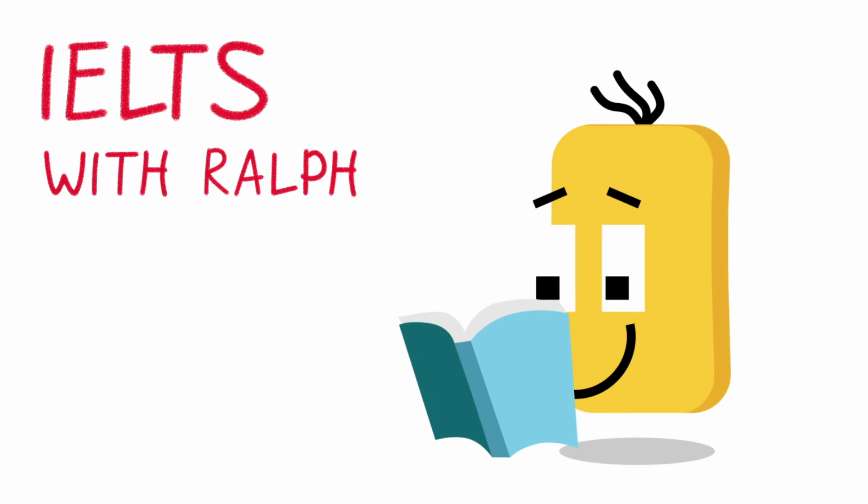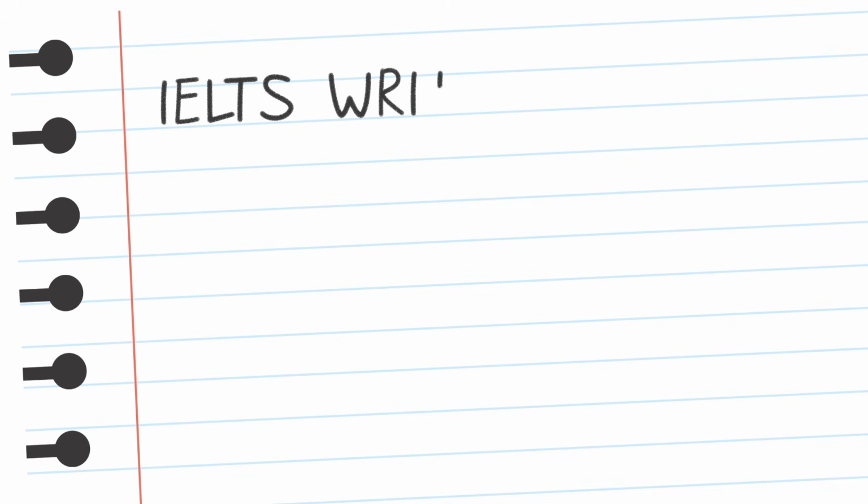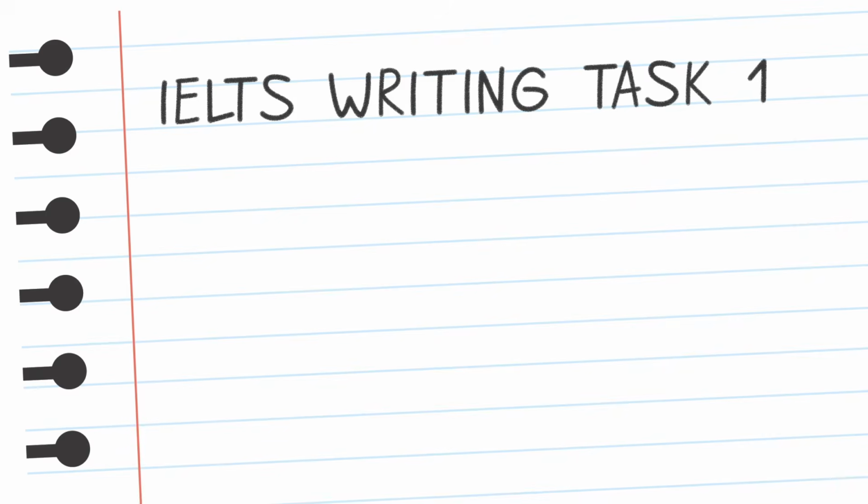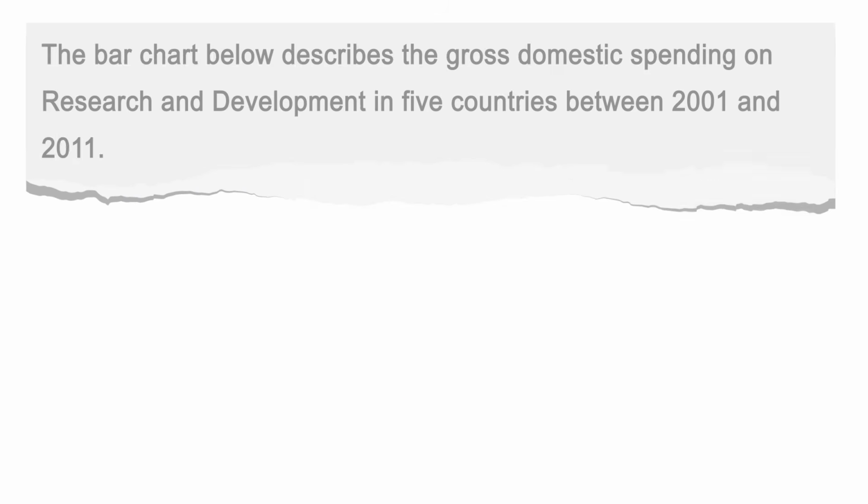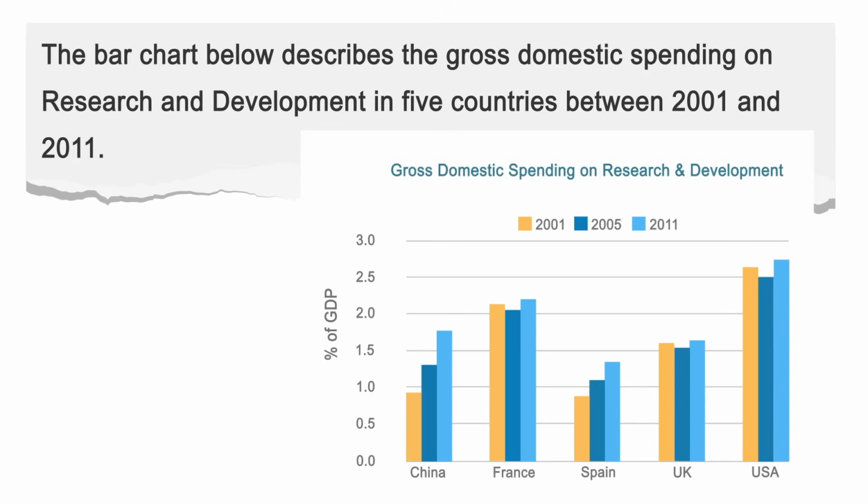And today we're going to cover Task 1 Academic Writing, and today's chart is a bar chart. So first let's take a look at our question. Let's see what the question is about. Let's analyze the chart together and see what we're going to do today. The bar chart below describes the gross domestic spending on research and development in 5 countries between 2001 and 2011.